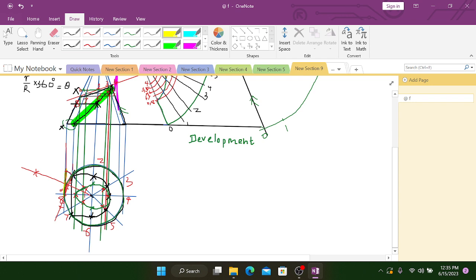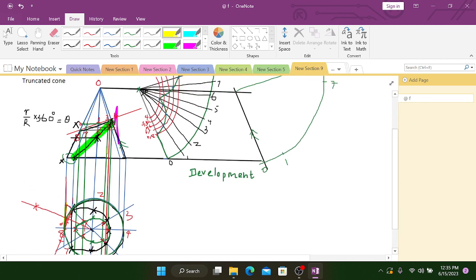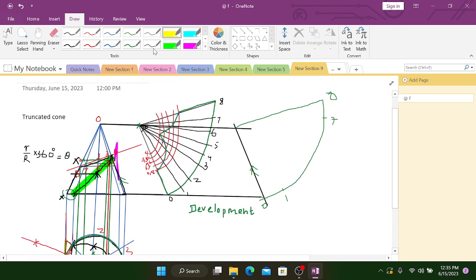Then we have this length, no? Now I want to take this length from my compass and get that one to here. So first I want to draw a tangent line here. Draw a tangent line.